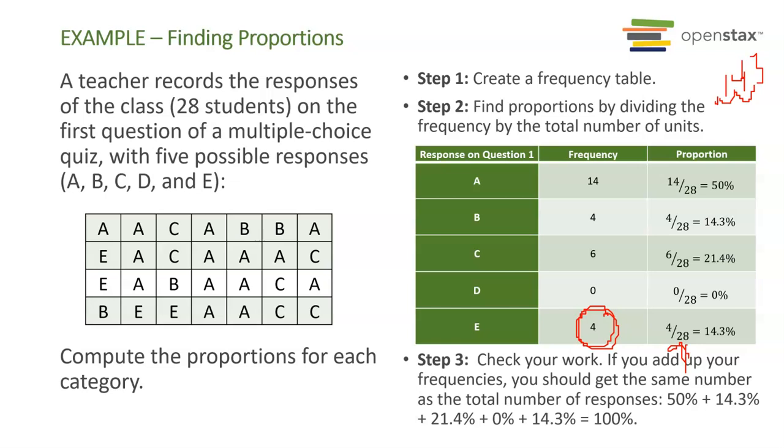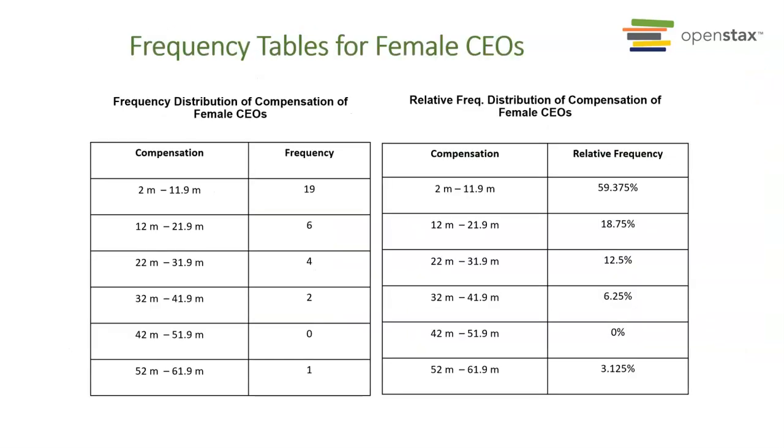With my Fortune 500 CEOs, 19 of them, I think, if I have the number right, were between 2 and 11.9 million. That represents 59.375% of the sample. So I can say 19 of the female CEOs made between 2 million and 11.9 million, or I can say roughly 59.4% of them. Either way is totally fine. If I use the head count, what I'm calling a head count, that's a frequency. Relative is just a fancy way to say percent. Which one you use depends on what you're using your data for, what's requested. One's not better than the other.